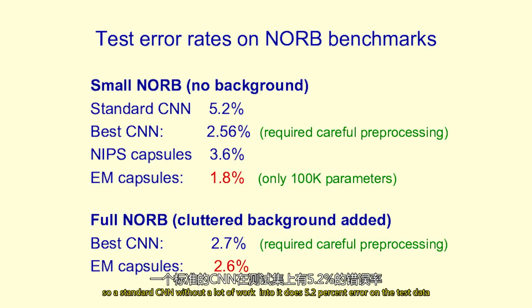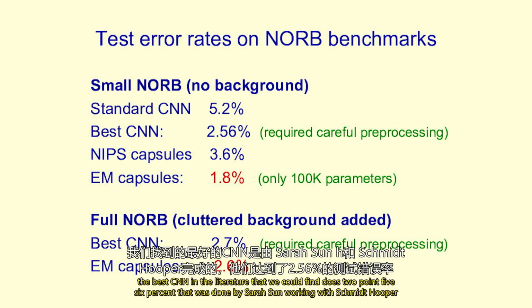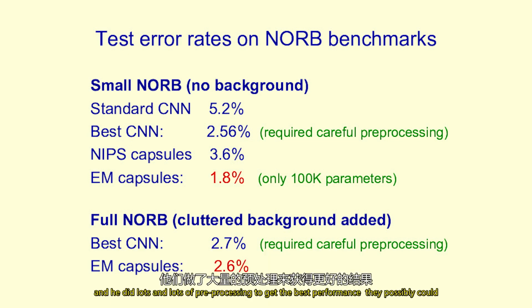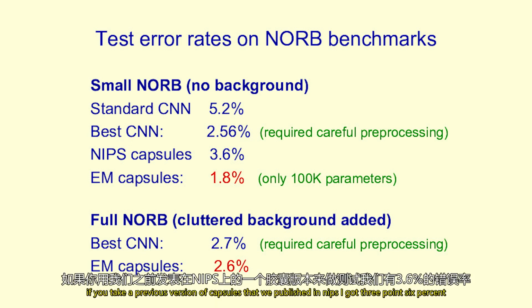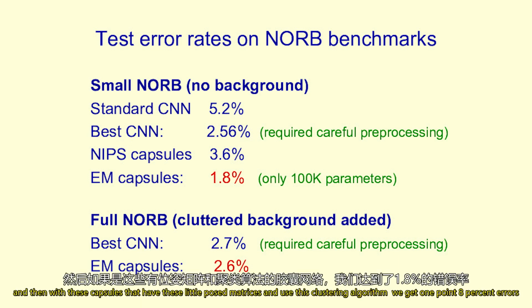So a standard CNN, without a lot of work going into it, does 5.2% error on the test data. The best CNN in the literature that we could find does 2.56%. That was done by Ciresan working with Schmidhuber, and they did lots and lots of pre-processing to get the best performance they possibly could. If you take a previous version of capsules that we published in NIPS, that got 3.6%. And then with these capsules that have these little pose matrices and use this clustering algorithm, we get 1.8% error.